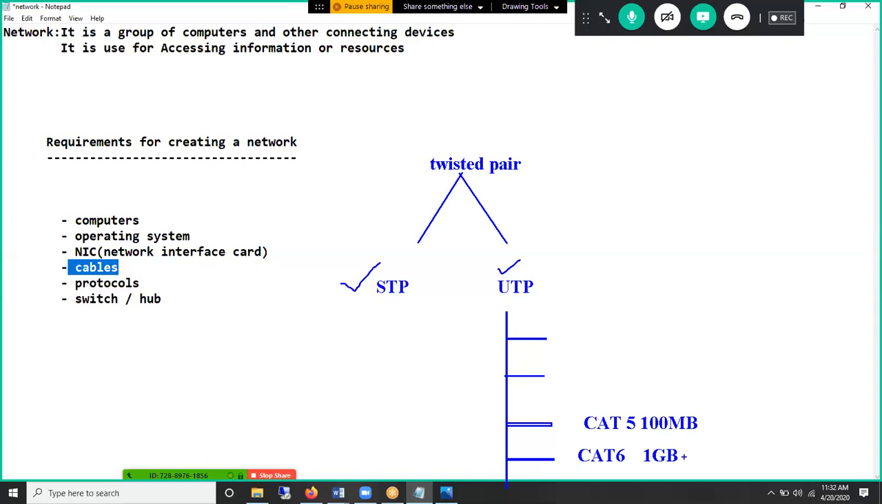All this technology comes under UTP, so whenever you see a cable, there is a print on the cable. It clearly says this is UTP Cat 5 or UTP Cat 6. It may be a cross cable, it may be a straight cable, but that cable actually comes under the UTP category.